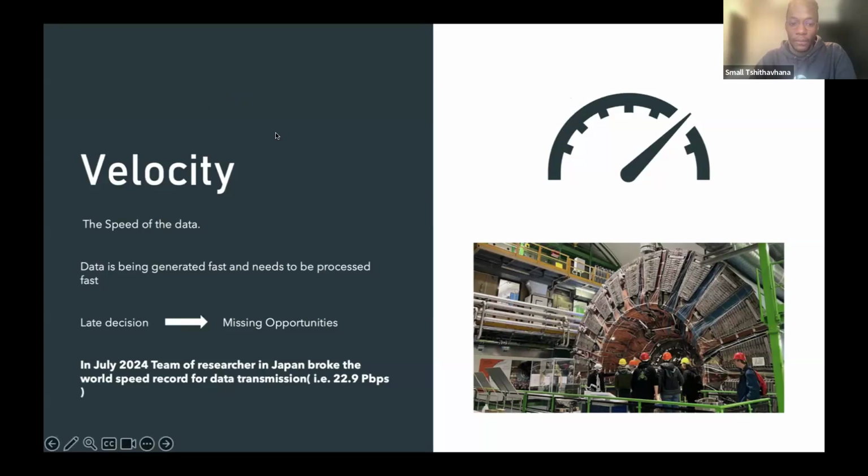And one of the major advancements which happened this year was that a group of scientists in Japan broke the data transmission record during their research, where they transmitted approximately 23 petabytes of data in a second. So how fast the data is moving, and how fast we capture insights from that high speed moving data, is a big part of big data and big data analysis.